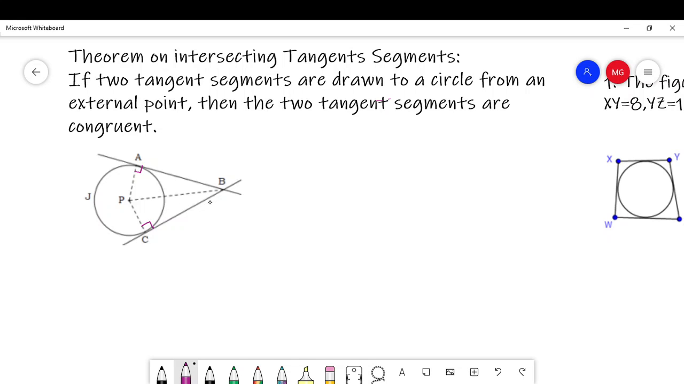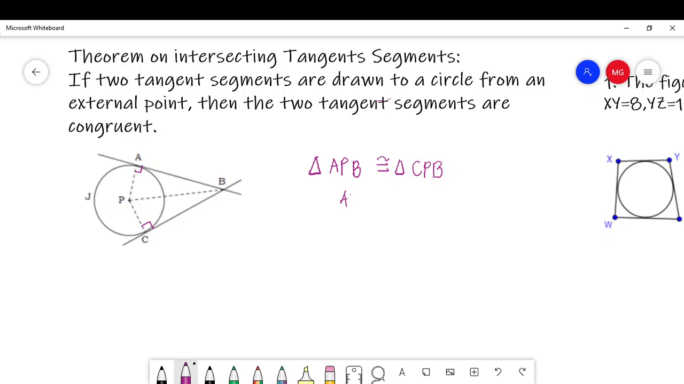And if we connect the point of intersection to the center of the circle, then we have the segment PB. As we can see in the figure, we have formed two right triangles, and these two right triangles are congruent to each other. So triangle APB is congruent to triangle CPB. And if two triangles are congruent, then their corresponding sides are also congruent.